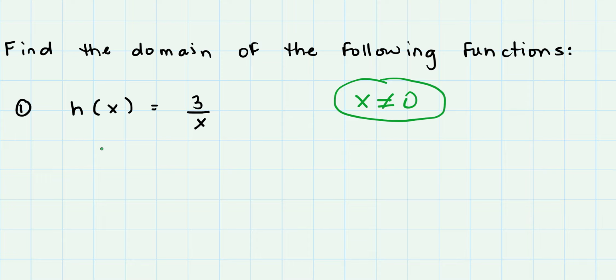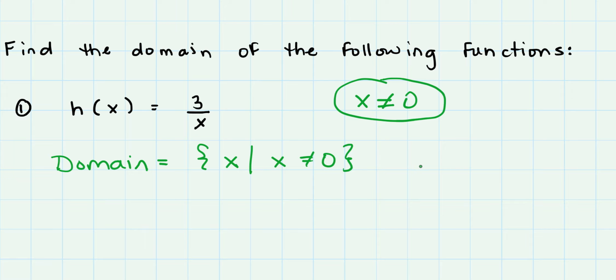So there's several ways to write this. You could say that the domain is all of the x's such that x is not equal to 0. This is called set notation. But a really common form of notation is called interval notation.